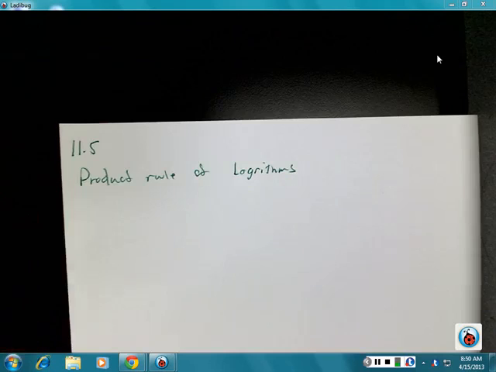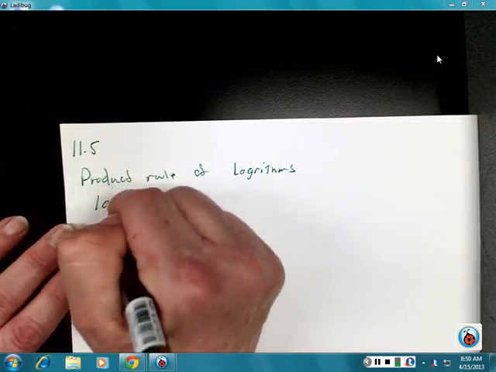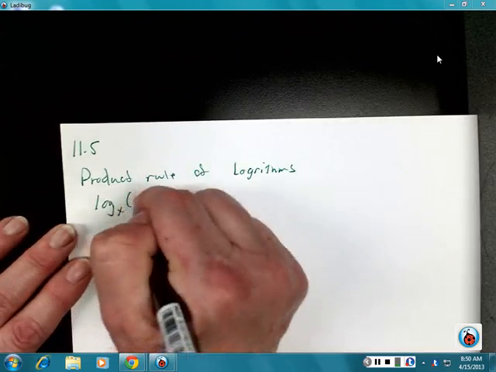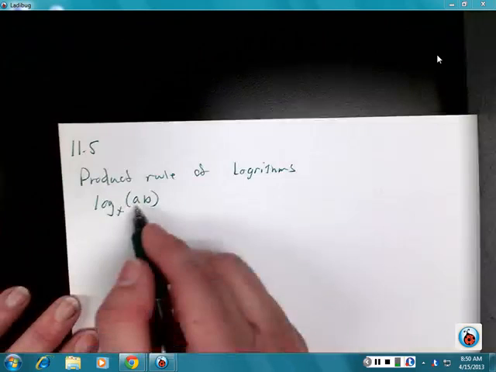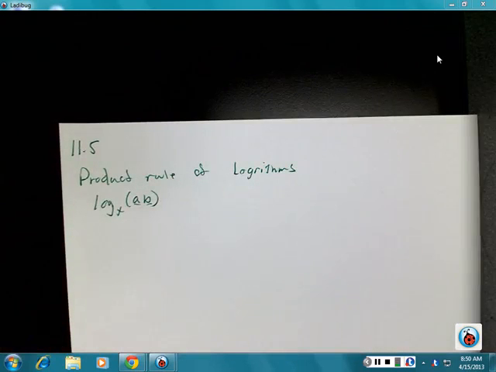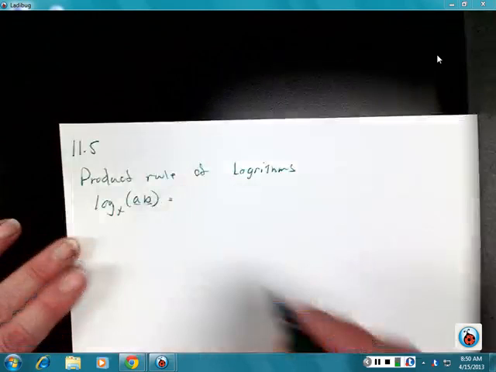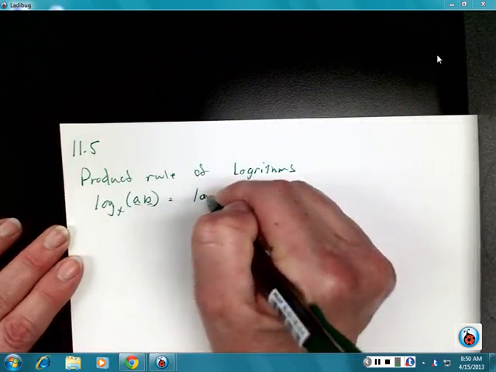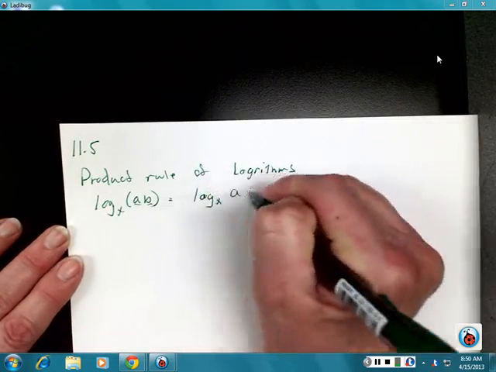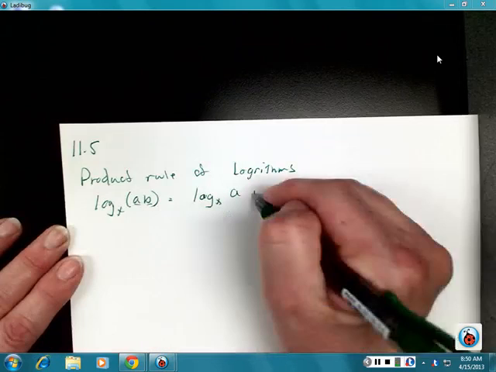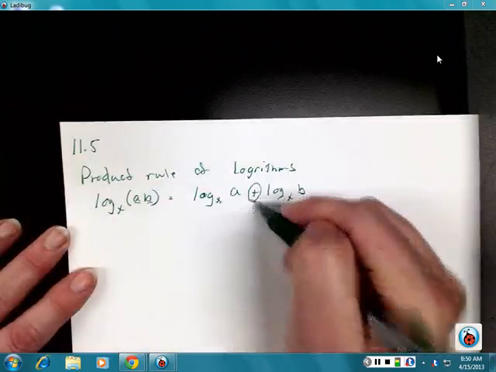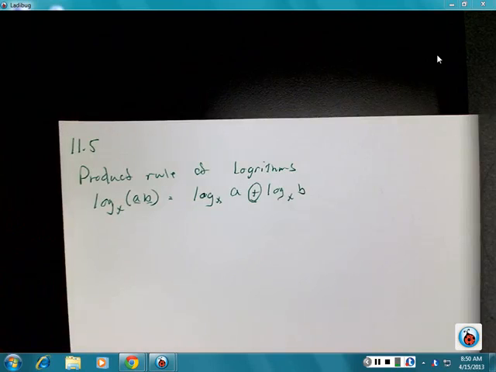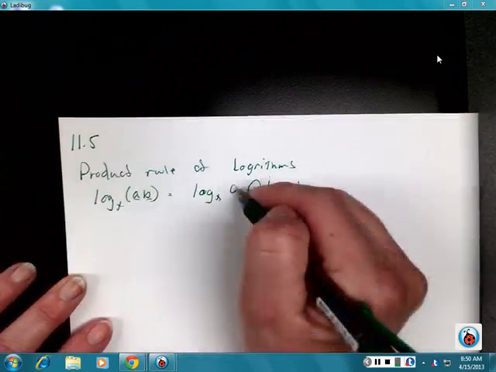And the product rule of logarithms says that if I have log base x of ab, meaning that I have 2 separate pieces that are being multiplied together inside this log, the product rule says that what this is equal to is the log base x of a plus the log base x of b, meaning that whenever I have a multiplication, I have an addition situation taking place. Okay, so there's an addition part that's happening within this.